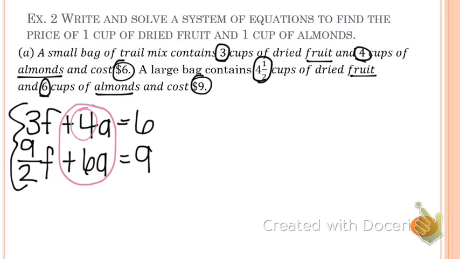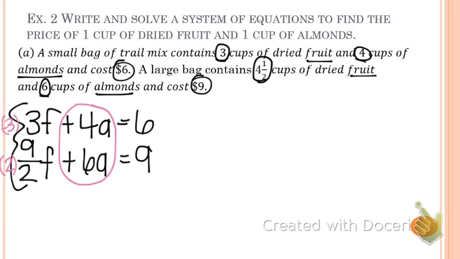So 4 times what will give us the 12 that we need? 3. So we're multiplying the first equation by 3. And then 6 times what will give us also the common multiple of 12? 2. So the second equation is going to be multiplied by 2. But before we start multiplying, we've got to ask, are we able to leave both of these numbers positive? No, because my signs are the same. Does it matter which number I make negative? No. So let's just make the 3 negative.